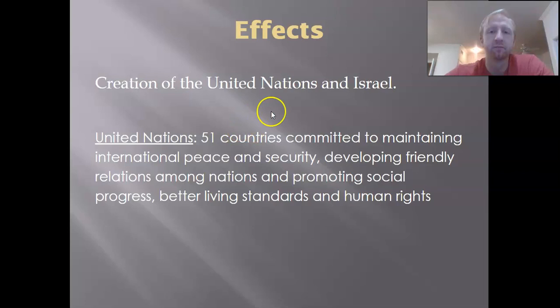So this is some of the effects. This creates the United Nations, and Israel. We'll talk about Israel some other time. The United Nations: 51 countries committed to maintain international peace and security, developing friendly relations amongst nations, promoting social progress, better living standards, and human rights, and so on and so forth. It's called the UN. There are lots of jokes about the UN. It's hilarious. You should totally look it up if you know anything about international politics. We'll talk about that when you're older.